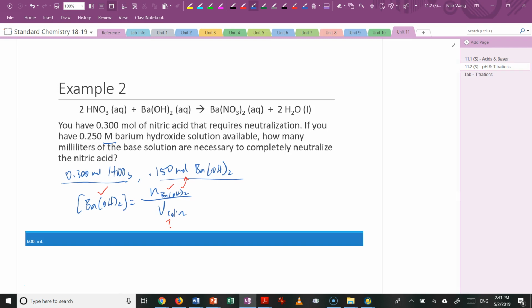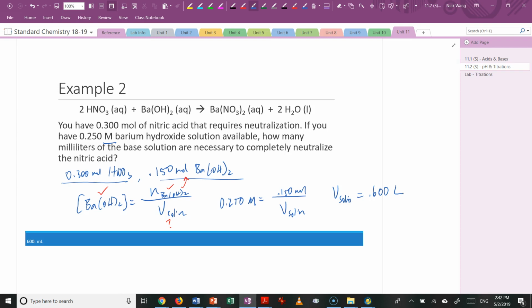Let's do some rearranging. To solve for this, I want to start off by doing 0.250 molar is equal to 0.150 moles over the volume of solution. Do some quick geometry, and by geometry I mean algebra. And then your volume of solution ends up being 0.600 liters. You've got to be careful about your significant figures here to make sure you include those zeros at the end.